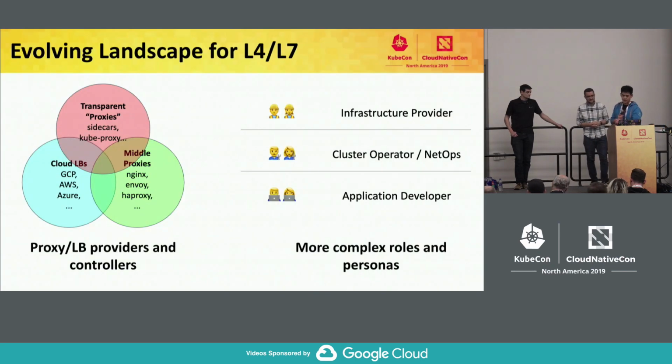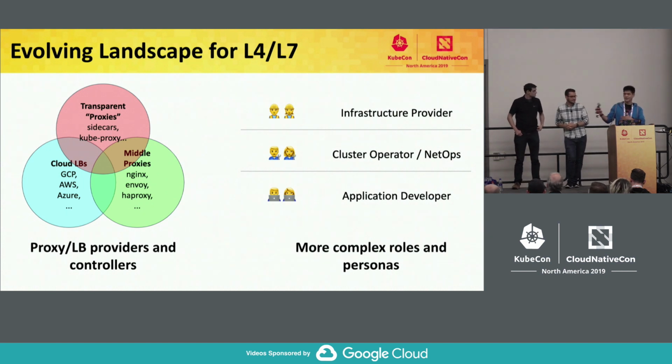So in terms of every API evolution that we want to do in the system, we first have to look at the landscape and how it has changed from when it was originally designed to what it is today. On the hopefully right-hand side of this diagram, we have the landscape of proxy, LB providers and controllers. I loosely categorize these into cloud LBs, middle proxies, and transparent proxies. And we see that the functionality of all of these is slowly converging in terms of what they can all support, but it's a slow process.